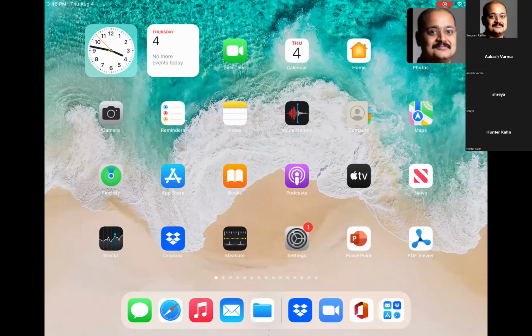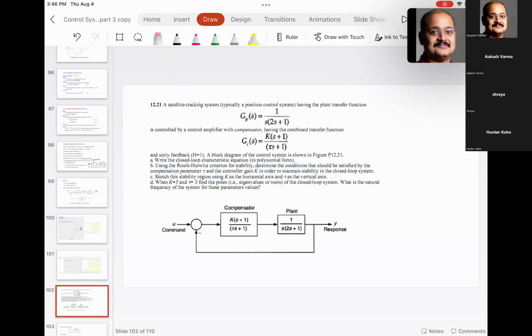So these problems are solved and discussed in the slides. So I'm going to walk you through them. So when you get a chance, please work these problems out on your own.